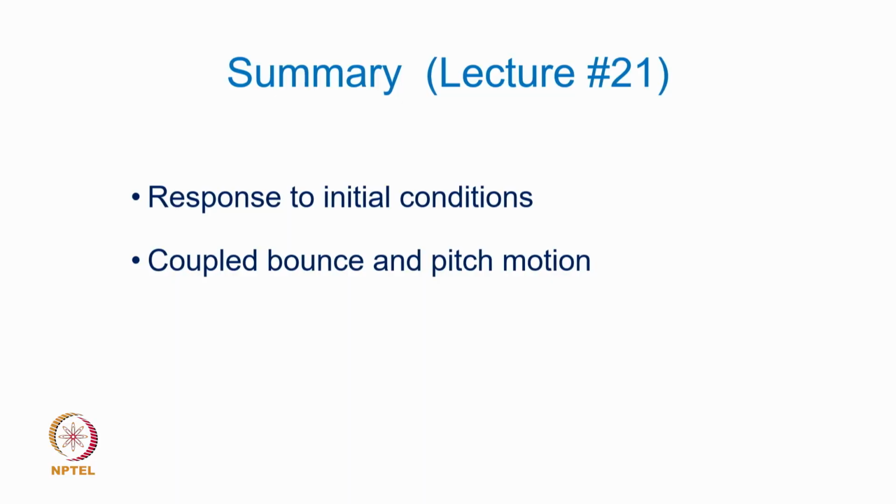So, to summarize, we took an example on how to find the response to initial conditions, and we took one practical example there, and then explored the coupled pitch and bounce motion of a 2 degree of freedom system, and understood how the natural frequencies of such a system can be found, quite on similar lines to what we discussed for a typical simple 2 degree of freedom system in the initial part of the lecture.